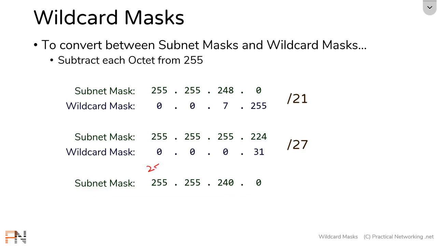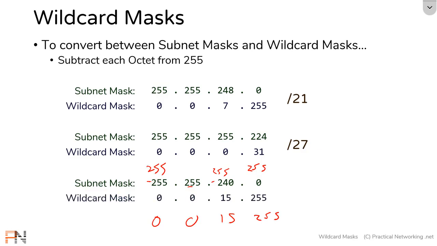If you subtract 255 from 255, that'll get you 0. It'll be the same for the second octet. If you subtract 240 from 255, that would get you 15. And if you subtract 0 from 255, that would get you 255, meaning that the subnet mask of 255.255.240.0 correlates to the wildcard mask of 0.0.15.255, which correlates to the CIDR notation of /20.